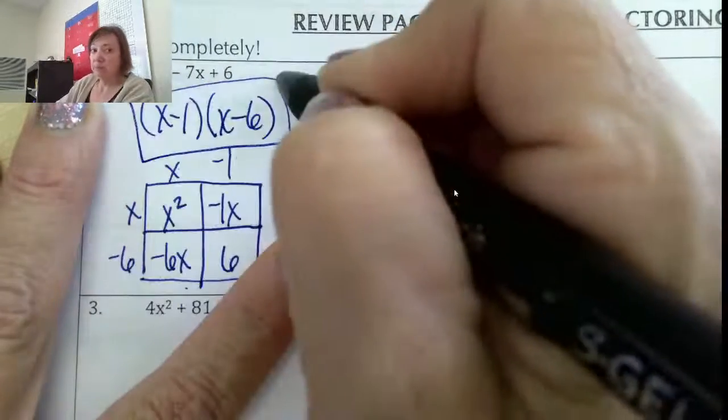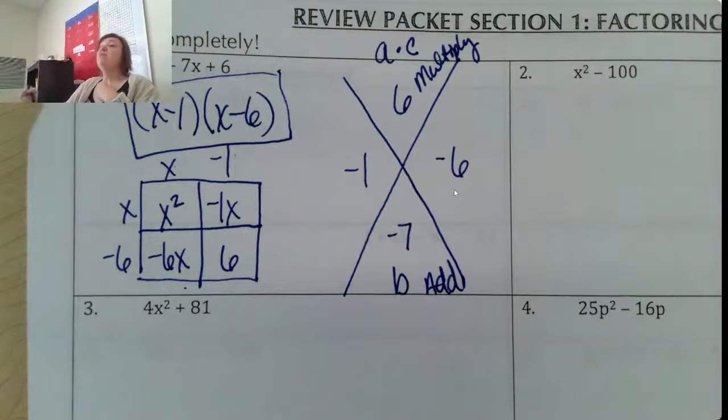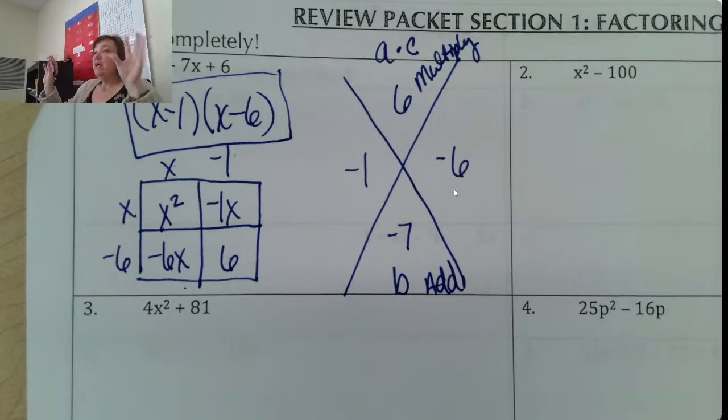And that's our answer. If it just said factor. If it said solve, then we would have to set each one of those to 0 and solve them. But it doesn't say that. It just says factor. Does everybody see the difference in the two things?